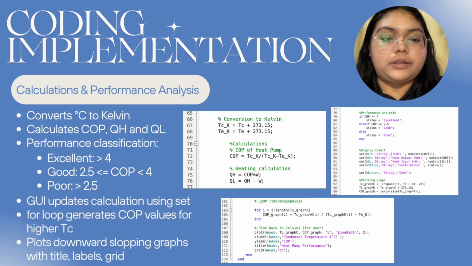For calculation, the temperature is converted from degrees Celsius to Kelvin, and performance is classified into excellent, good, and poor. A for loop generates COP values for higher TC, and a downward sloping graph is plotted with title, labels, and grids.